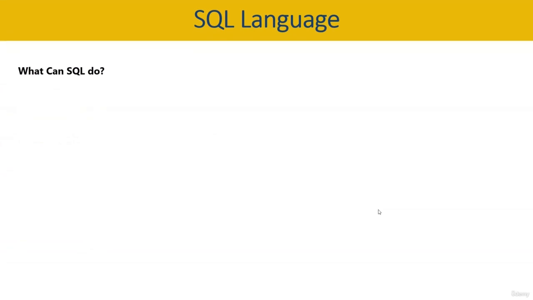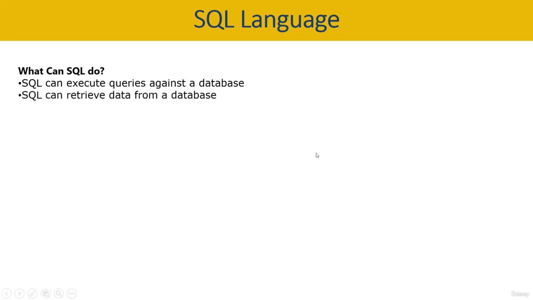Now the question raised here is what we can do with SQL. First of all, SQL can execute queries against a database. Suppose you are retrieving specific customer information. If you run a query, the respective records will be presented in front of you. And SQL can retrieve the data from a database, just like in the previous example I showed you in the last session. Whenever we specify the relevant customer name, those records are presented in front of you.